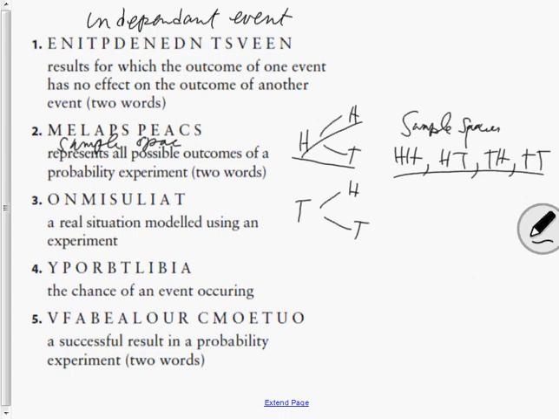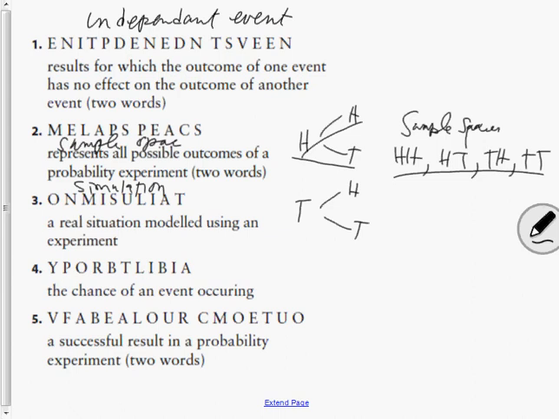The third one is a simulation. It's a real situation modeling using experiments. We did 2 simulations in class. One of them was by drawing red, blue, and black poker chips from a bag, and looking at the experimental versus theoretical probability of those events. The other simulation we did was when we took 4 coins and flipped them simultaneously, to find the probability of flipping heads on all 4 coins simultaneously. That's called a simulation.